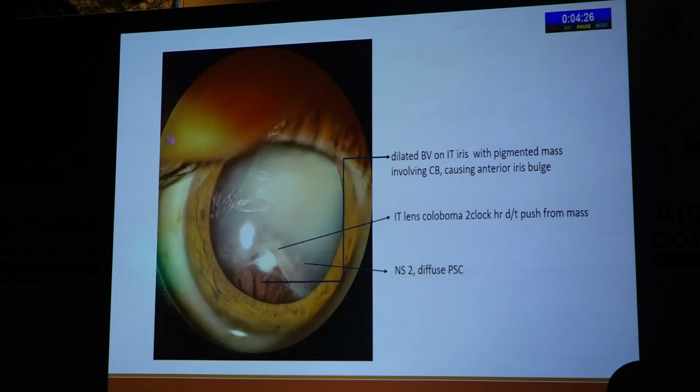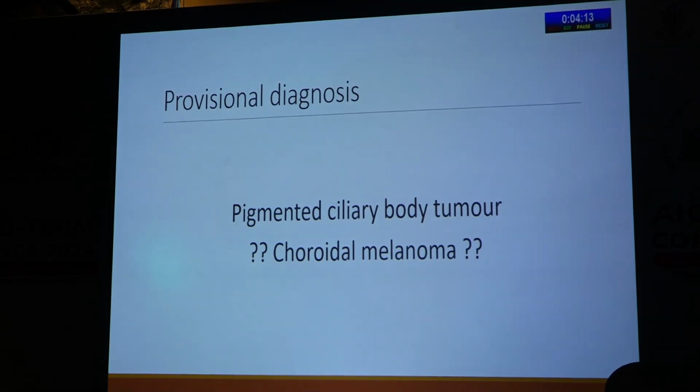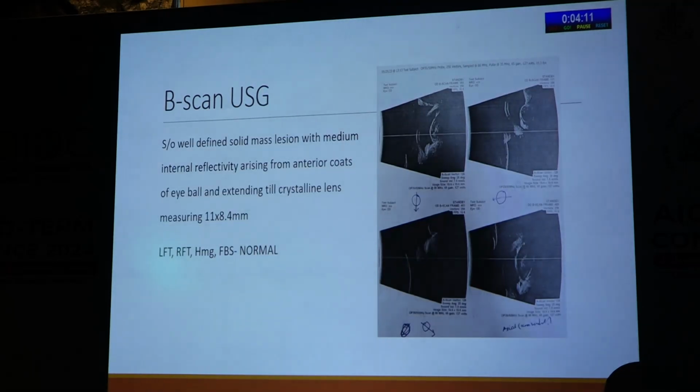So you can see over here, there was a mass lesion in the inferotemporal quadrant with some dilated blood vessels, causing a pushing effect on the lens, that is, lens coloboma inferiorly. So we made a provisional diagnosis of pigmented ciliary body tumor, choroidal melanoma, and then we performed a B-scan USG.